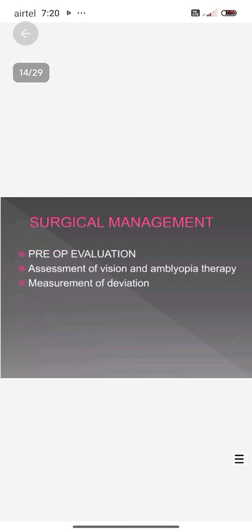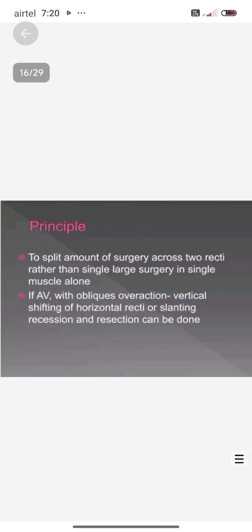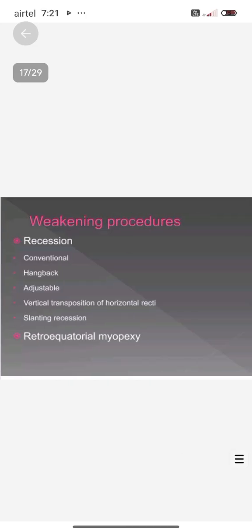Surgical management: pre-op evaluation, assessment of vision and amblyopia therapy, measurement of deviation. Choosing of surgery, general principle: weakening, strengthening, aim, symmetrical and non-symmetrical surgery. The principle is to split the amount of surgery across two recti rather than a single large surgery on a single muscle alone. If A-V pattern with oblique overaction, vertical shift of horizontal recti and slight resection or recession can be done.